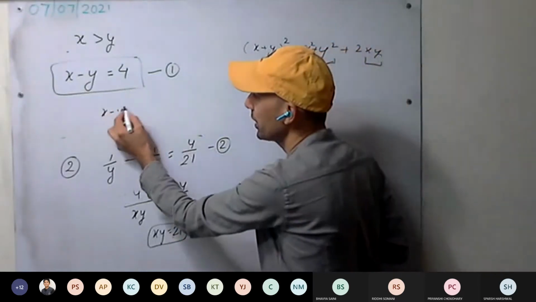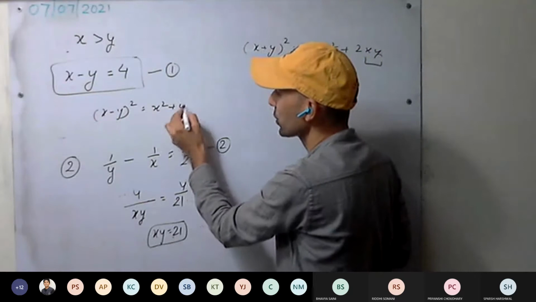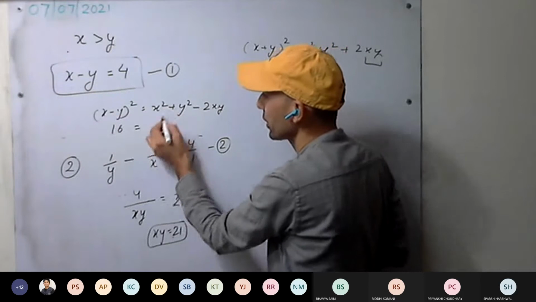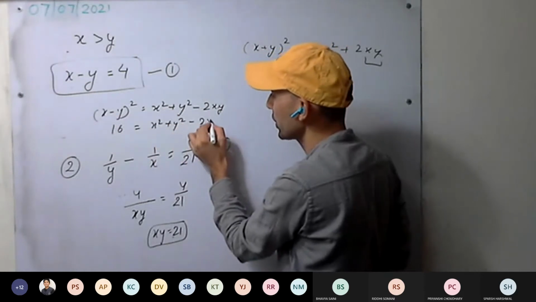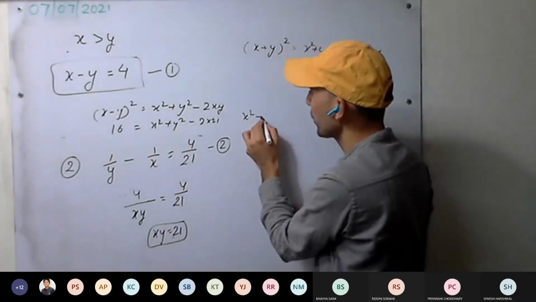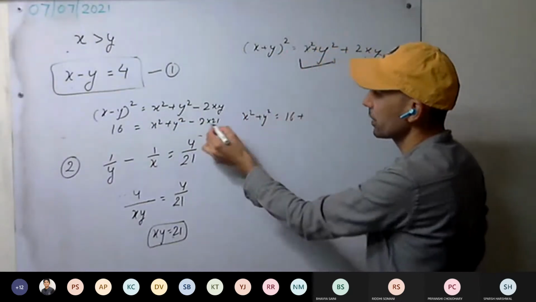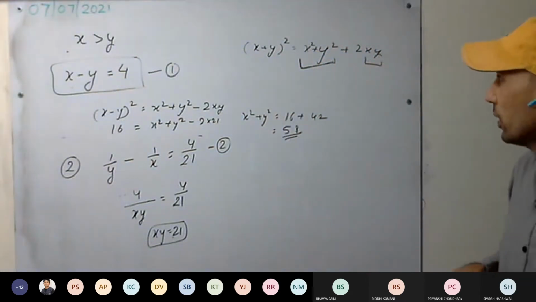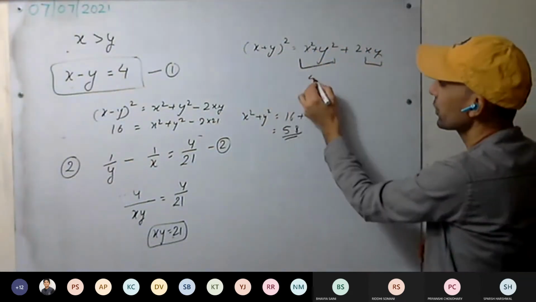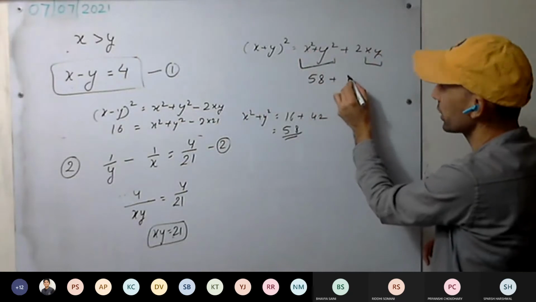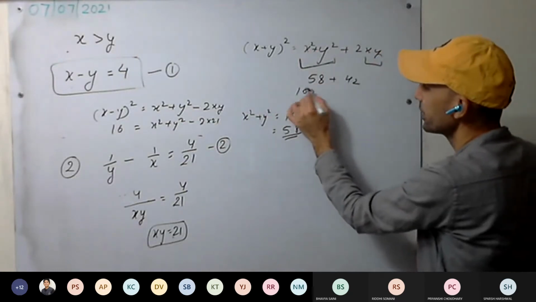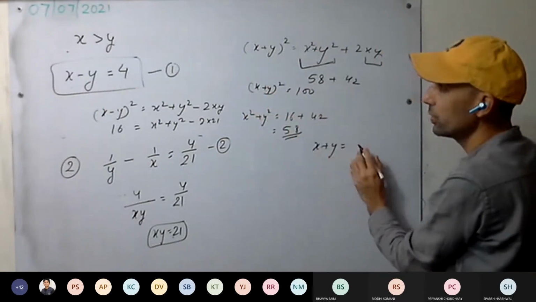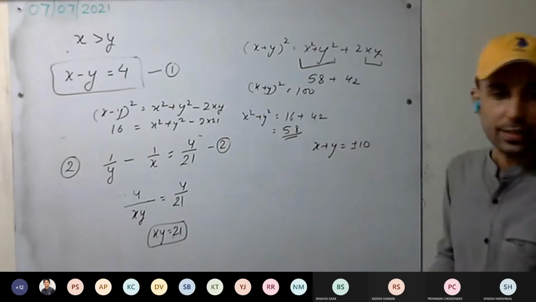And here x minus y whole square is x square plus y square minus 2xy. It is 4 square, 16, equal to x square plus y square minus 2 into 21. Taking the side, x square plus y square we can calculate: 16 plus 42, it is 58. Yes or no? Now we can get its value. It is 58 plus 2 into 21, that is 42. It is 100. x plus y the whole square equal to 100, x plus y equal to plus minus 10. Okay. Now read the question.